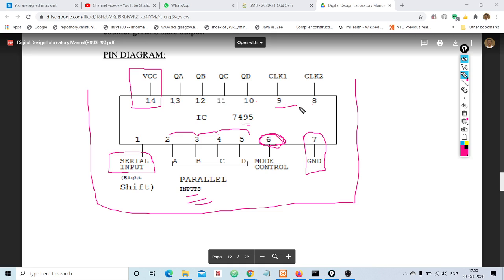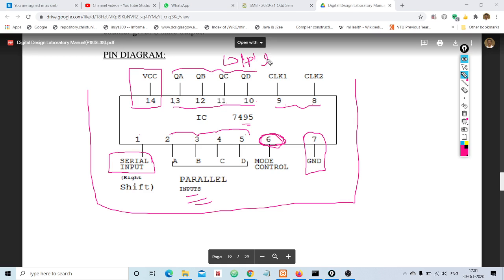And pin number 9 and 8 are used to supply an input called clock. Okay, don't worry about clock, I will tell you what actually the clock is in a few minutes. Basically, for the time being, understand clocks are nothing but inputs, a special type of input like that. Clear? Okay, then pin number 13, 12, 11, 10, represented as QA, QB, QC, QD, are output pins.